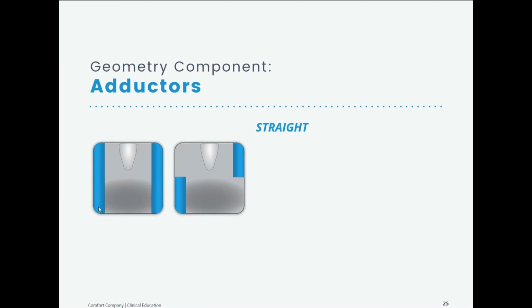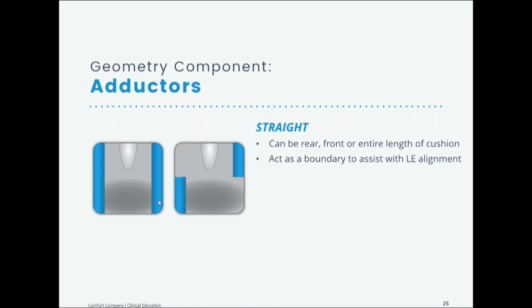The straight adductors can run the entire length of the cushion, or they can be just in the rear of the cushion, or just in the front, or just on the left side or the right side. But what they do is act as a boundary to assist with lower extremity alignment. They provide a border for some proprioceptive input to prevent abduction of the leg, the leg falling off the side of the cushion, the leg rolling out to the side, which will then shift their pelvis into an unwanted posture.